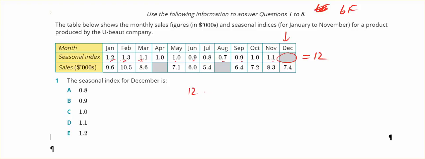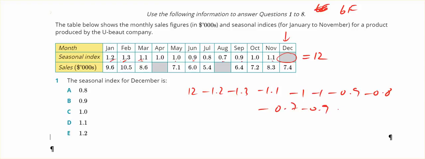So you go 12 minus 1.2 minus 1.3 minus 1.1 minus 1 minus 1 minus 0.9 minus 0.8 minus 0.7 minus 0.9 minus 1 minus 1.1. You're doing this on a calculator, by the way. You don't necessarily write this out. You just simply enter this on the calculator, and you should get a seasonal index of 1.